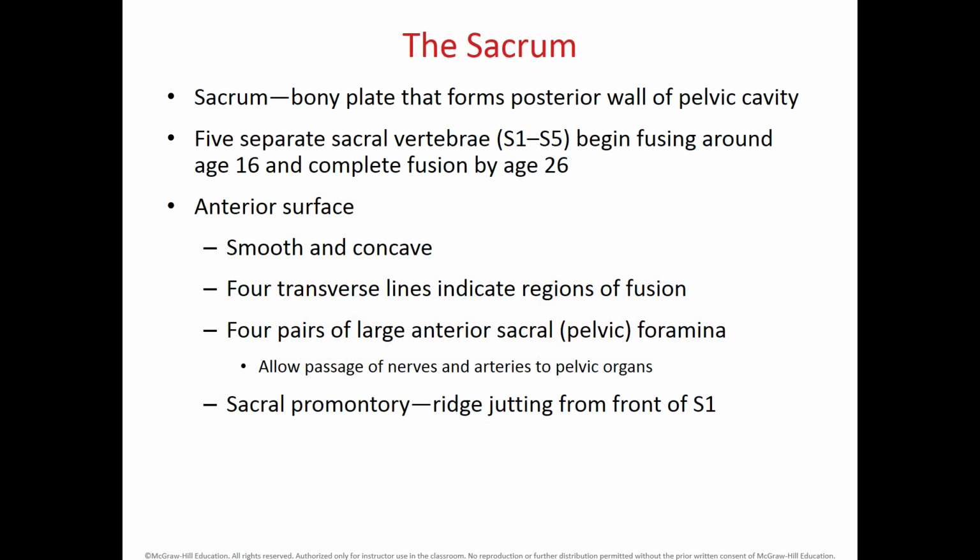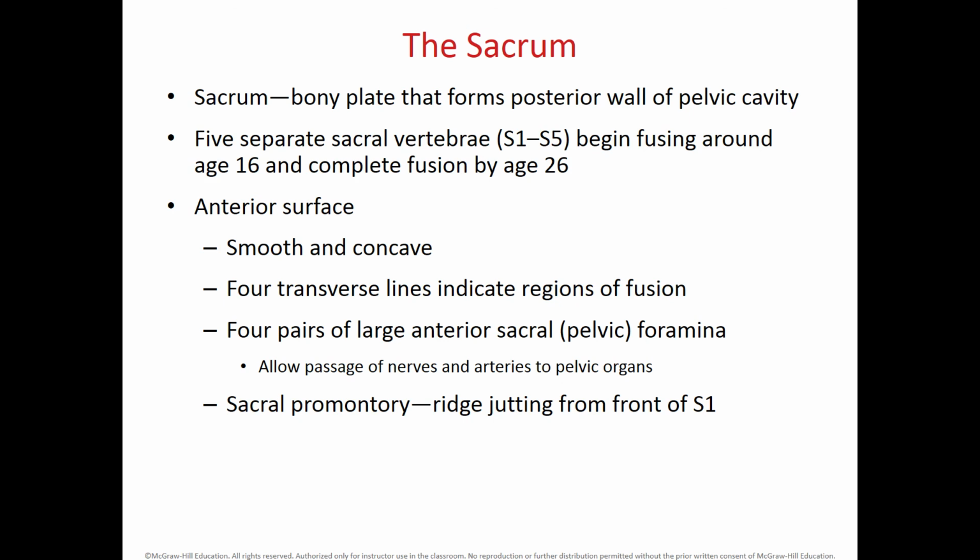The sacrum, 5 fused sacral vertebrae, S1 through S5. They begin fusing around age 16, and they complete the fusion by age 26. So some of you still don't have fused sacral vertebrae because you are less than 26. On the anterior surface, you have a smooth concave portion, and then you have transverse lines that run side to side that indicate the regions of fusion of your sacral vertebrae.